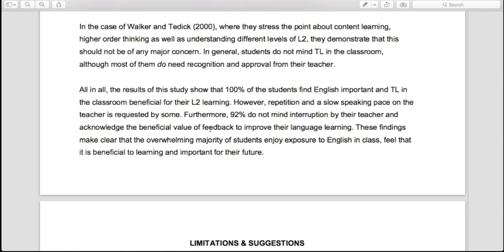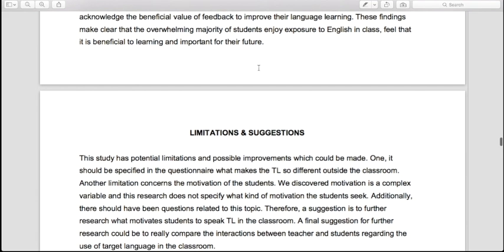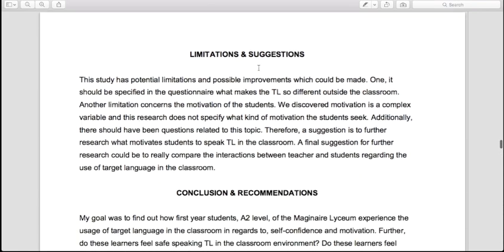And then, okay, analysis. The results of this study show that 100% of the students find English important and target language in the classroom beneficial for their second language learning. However, repetition and a slow speaking pace on the teacher is requested by some. Furthermore, 92% do not mind interruption by their teacher and acknowledge the beneficial value of feedback to improve their language learning. These findings make clear that the overwhelming majority of students enjoy exposure to English in class, feel that it is beneficial to learning and important for their future. So they've analyzed what the students think and what the author thinks.